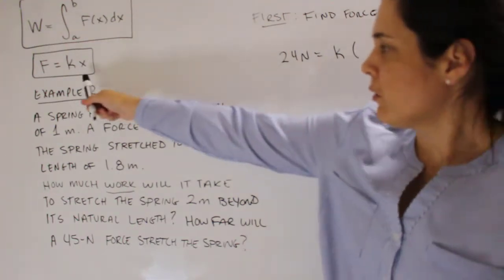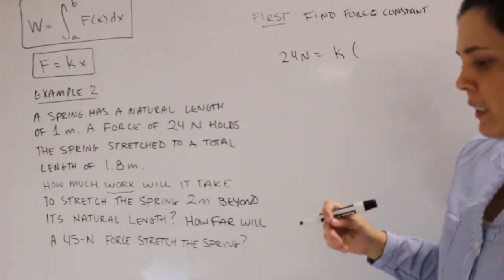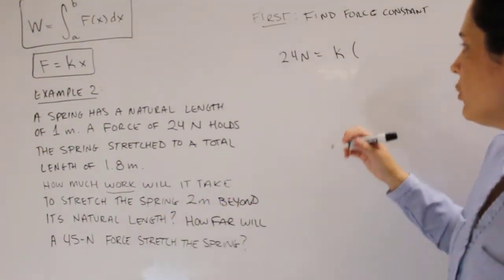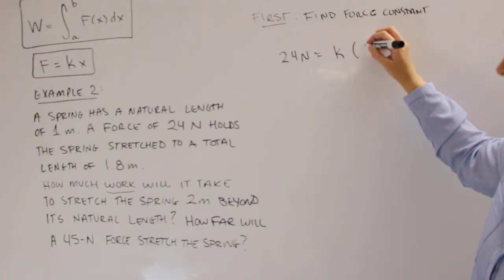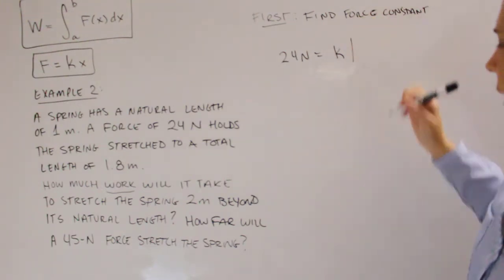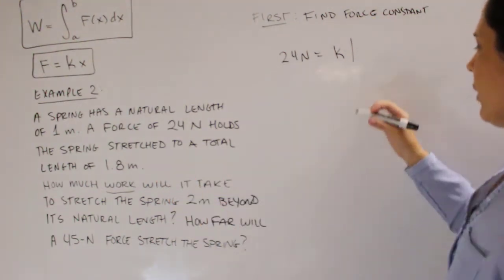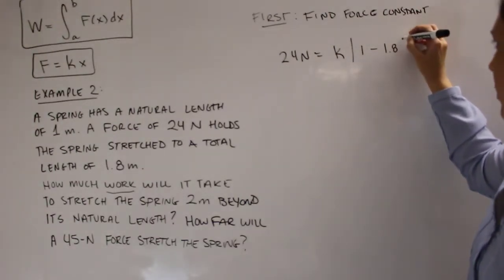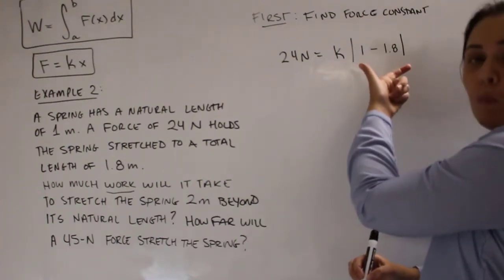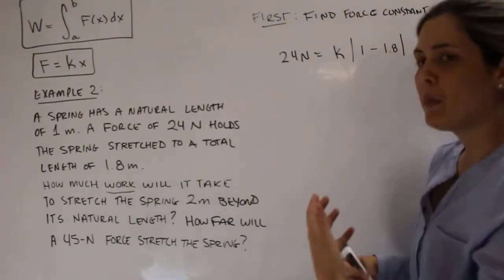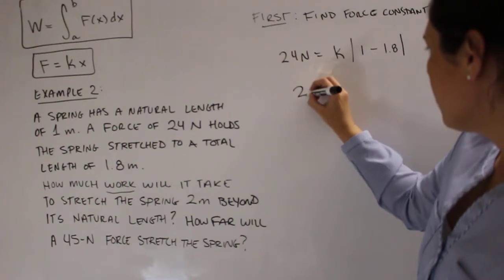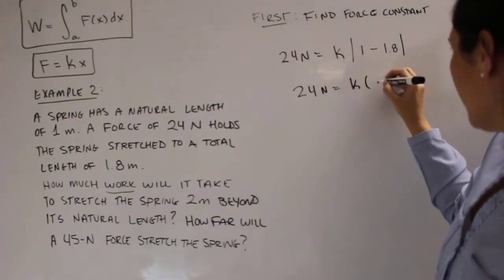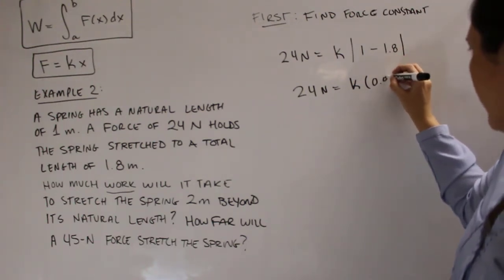So x, from our Hooke's law, is how much the spring was stretched from its natural length. In this case, you can just do absolute value to make it consistent. Originally it was 1 meter long, but we stretched it to 1.8 meters, and that gives us how much we actually stretched the spring away from its natural length. And so we have 24 newtons equals k times 0.8, because I just used absolute value.